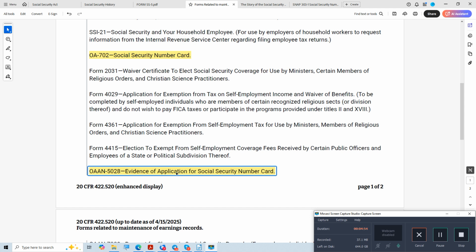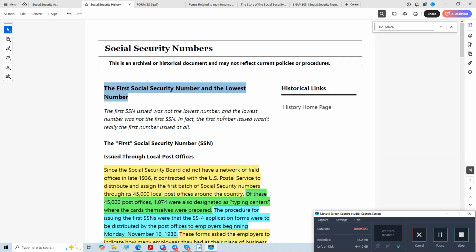And I'm going to show you now just some history to show, maybe we'll find out what happened in between, because this isn't happening anymore. So this is a little something I found on the Social Security Administration website, talking about the first Social Security number and the lowest numbers.